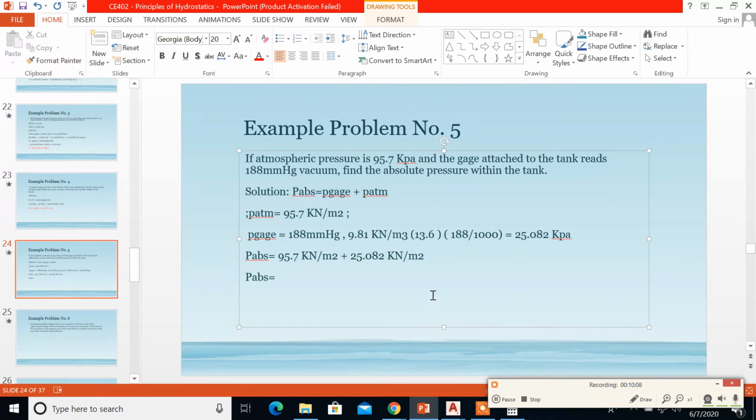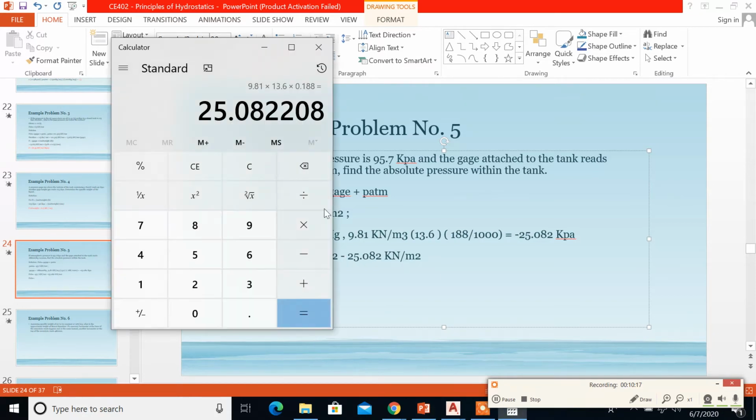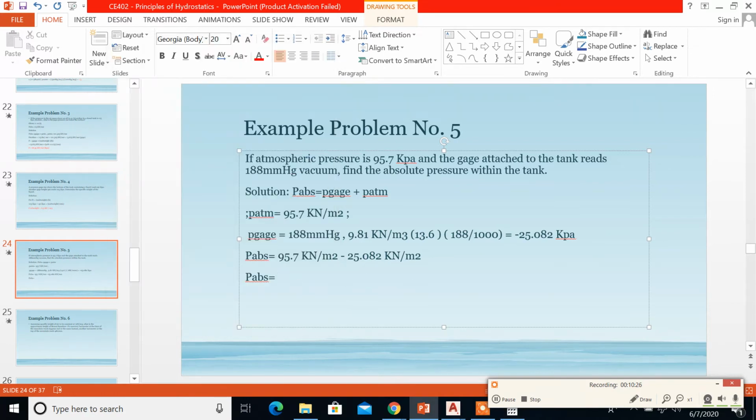So nga pala, kapag mercury, automatic negative, ha? Don't forget. So ito magiging minus na yan. So ang ating value for P absolute, 95.7 minus 25.082. So, P absolute is equivalent to 70.618 kilonewton per meter squared or kilopascal. So, ito na yung ating P absolute. So, that's all for problem number 5.